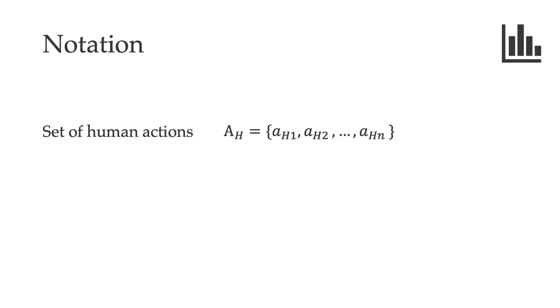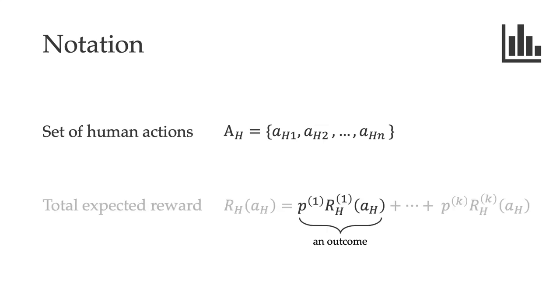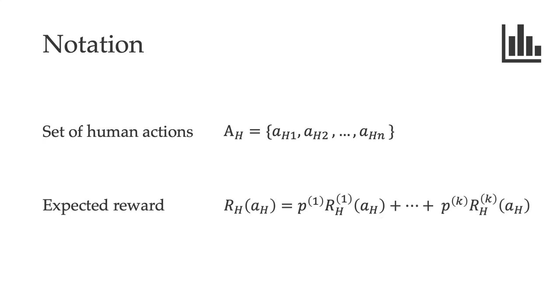We assume a setting where the human needs to select an action from a discrete set of actions. For instance, the human could choose to accelerate or stop. Taking an action may lead to several possible outcomes. For instance, accelerating can lead to making the light or running the light. Each outcome has an associated reward that the human receives, as well as an associated probability of happening. We can then express the expected reward as such.